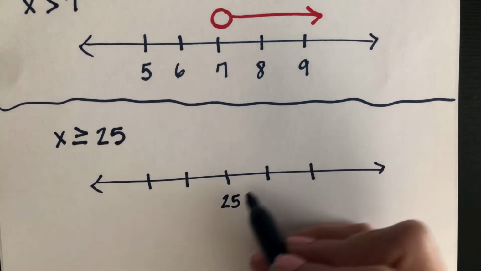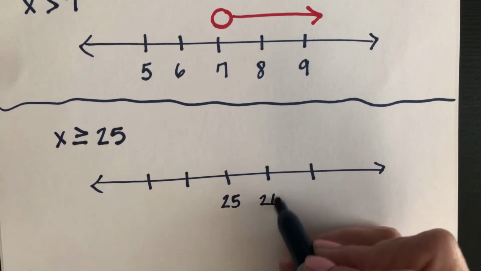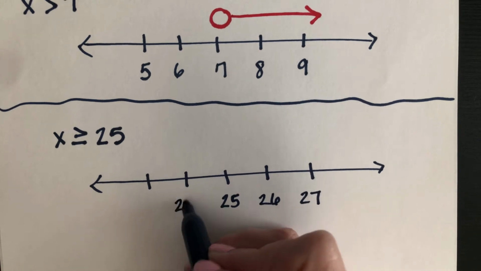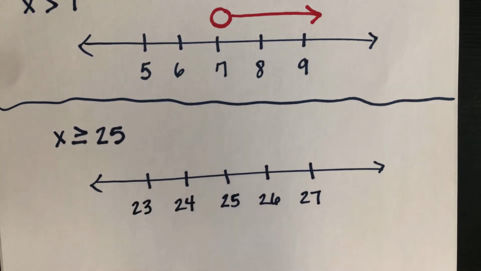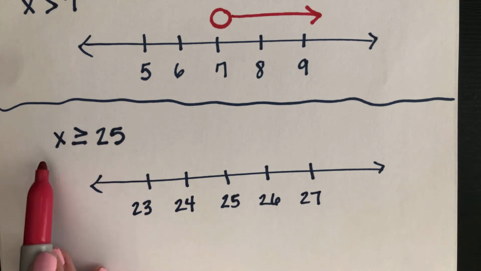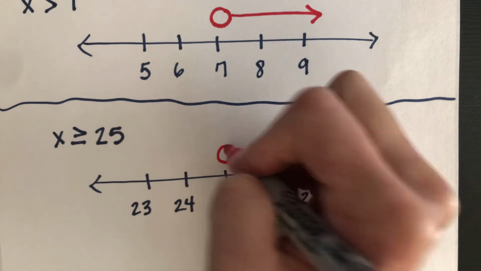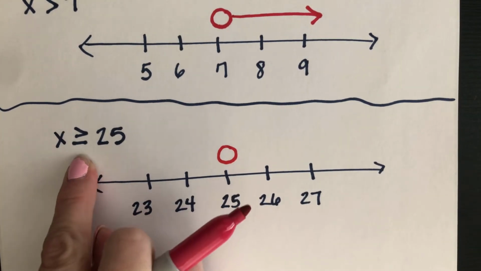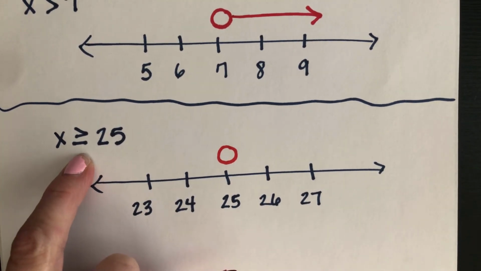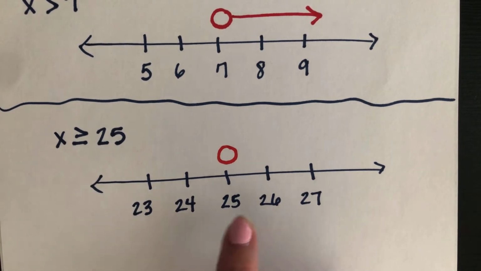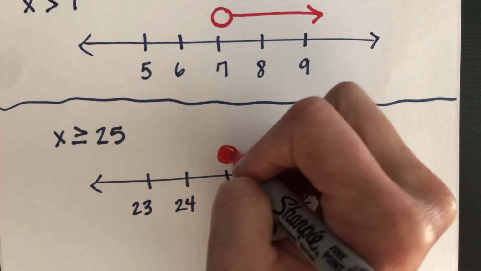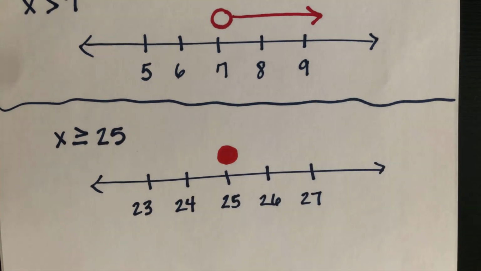25 is my number that I'm working with, so I'm going to put 25, and I'm going to put 26, 27, I'll do 24, 23. All right, so I quickly drew my graph, did not need to spend a ton of time on it. X is greater than or equal to 25. So I'm going to put a circle on 25 because that's the number I'm working with. It's greater than or equal to. Since it's greater than or equal to, it's including 25. So I'm going to color in 25.